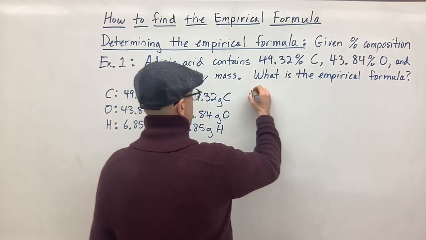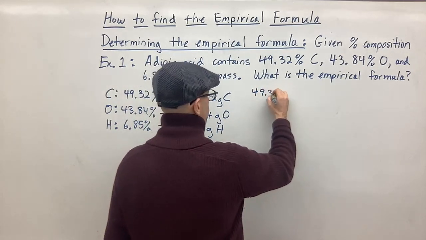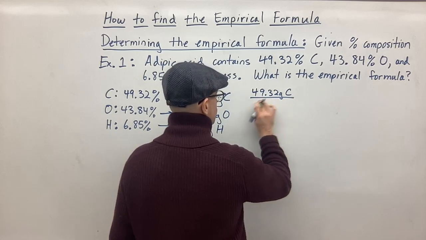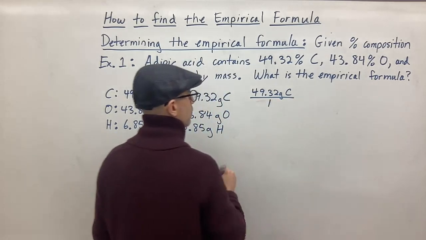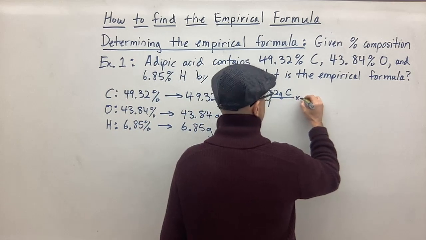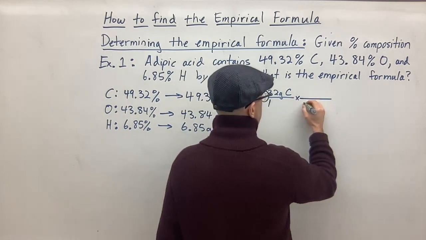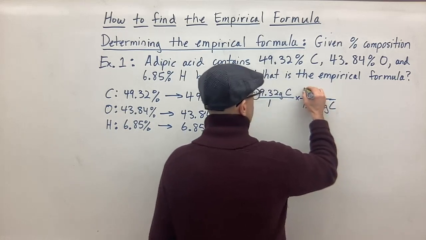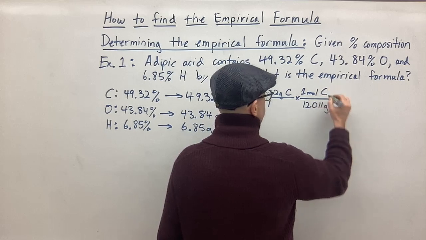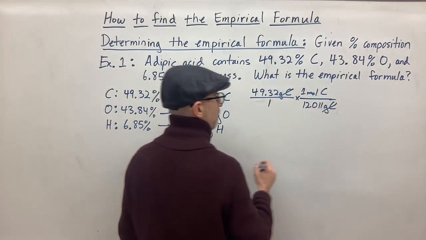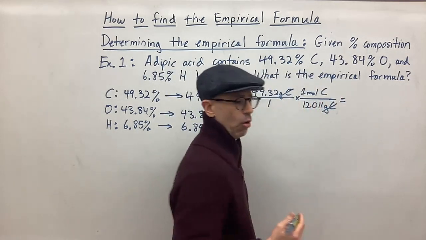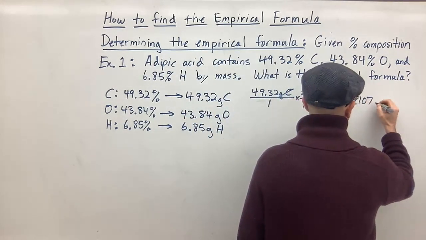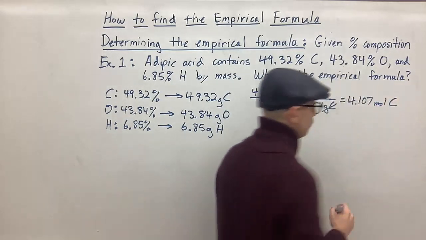So I'm going to take the 49.32 grams of carbon divided by 1. And then I'm going to use the molar mass as a conversion factor. So I have 12.011 grams of carbon per 1 mole of carbon. So grams of carbon cancel out, and then I got my moles. And the moles that I calculated is 4.107 moles of carbon.